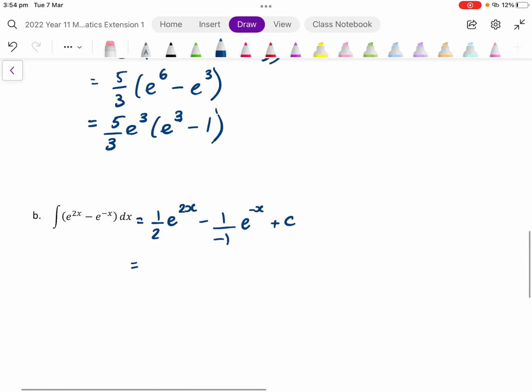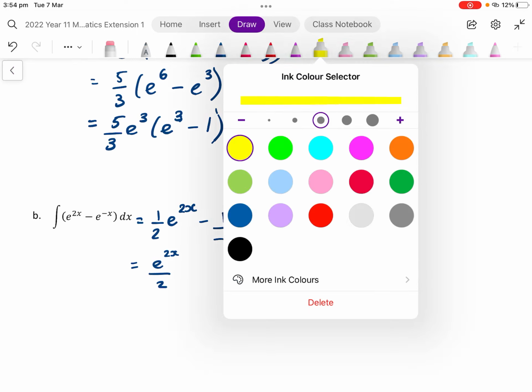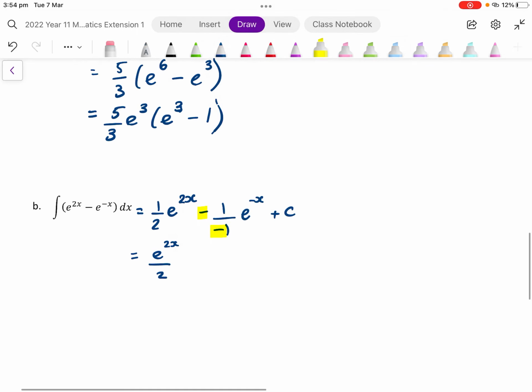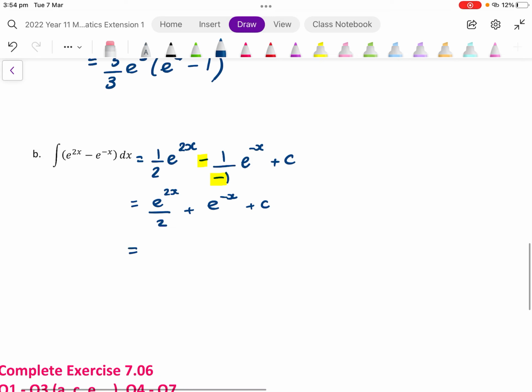And then this simplifies to be e to the 2x over 2. These two minuses turn into a plus, e to the negative x plus c. We can rewrite e to the negative x as 1 over e to the x. So our final answer is e to the 2x on 2 plus 1 over e to the x plus c.